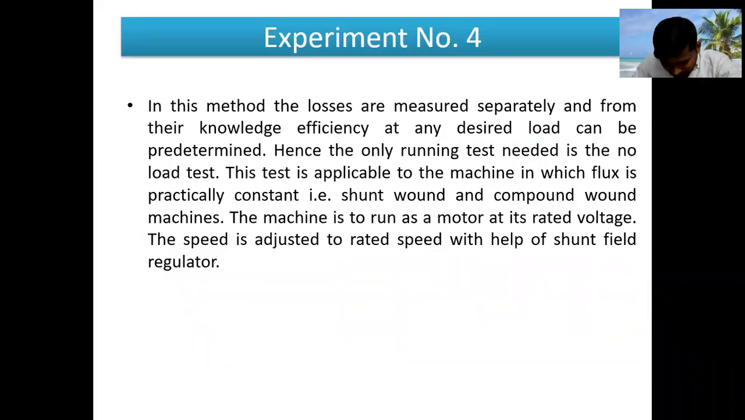Okay, now we will discuss some theory part of that experiment. So what is meant by the Swinburne test, how can this test be performed, and what is the purpose of conducting such a test? We have already discussed the purpose in the load test.